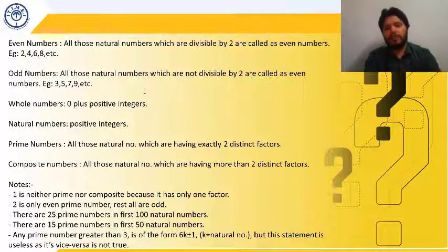Because if we put k equal to 4, what am I getting? 25, which is not a prime number. So now again, the question is there only. How to identify whether a bigger number is prime or not?